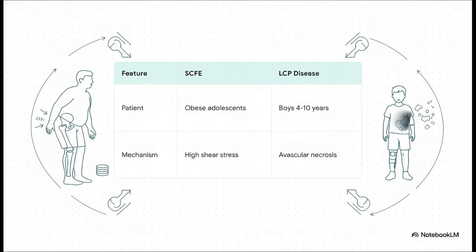Let's look at how mechanical forces and ischemia differentiate 2 major pediatric hip pathologies: slipped capital femoral epiphysis against Legg-Calvé-Perthes disease. SCFE occurs in obese adolescents due to excessive shear stress across a weakened physis. Legg-Calvé-Perthes, on the other hand, represents idiopathic avascular necrosis of the femoral head, typically striking younger boys between ages 4 and 10 with a really insidious antalgic gait.